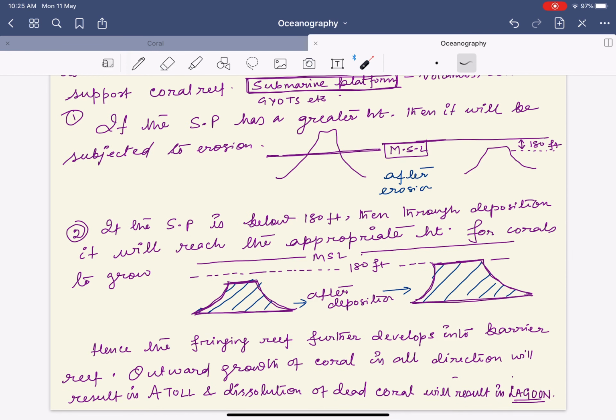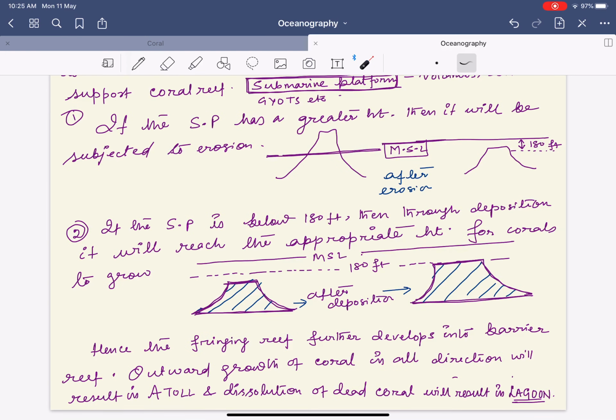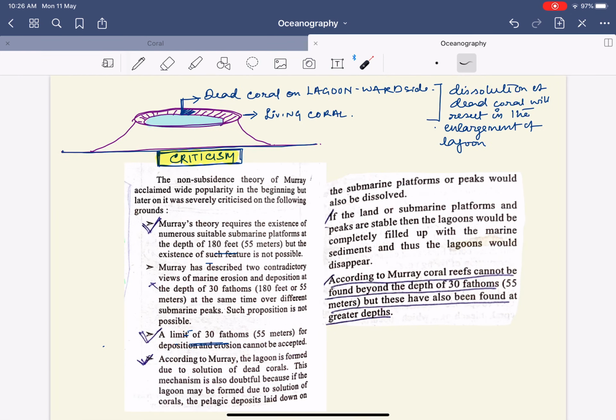Next, similarly, he says that if a particular submarine platform is at a very low height, that is even below 180 feet, where the coral can survive, in this case, what will happen? Deposition will occur, and this deposition will lead to the increase in height. Hence, there will be growth of corals. Simple. He says that hence the fringing reef further develops into the barrier reef. Full stop. Outward growth of the corals in all directions will lead to atoll, and dissolution of the dead coral will lead to the lagoon lake.